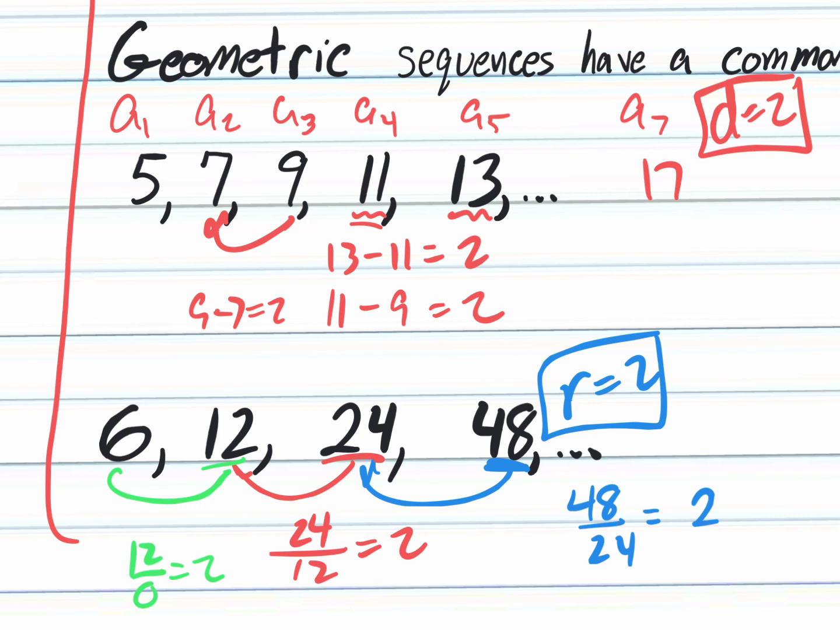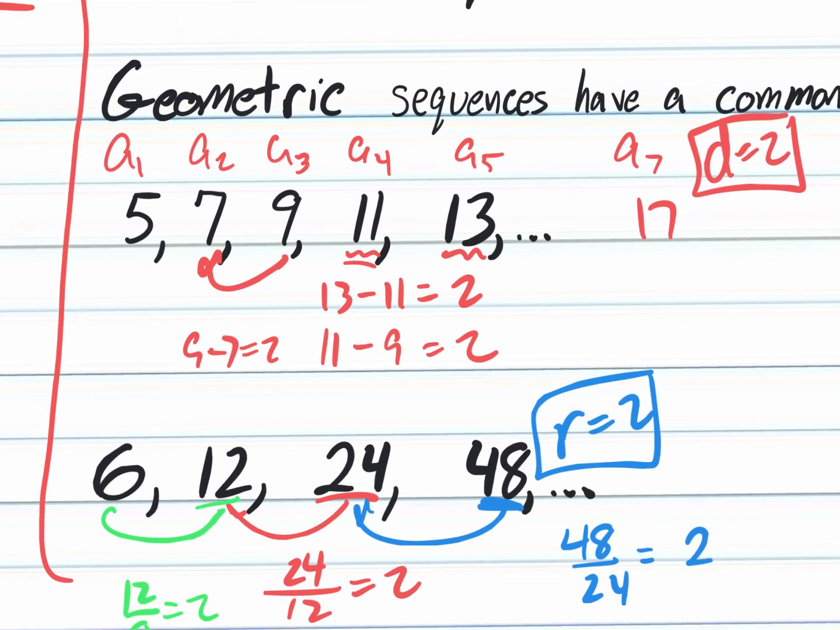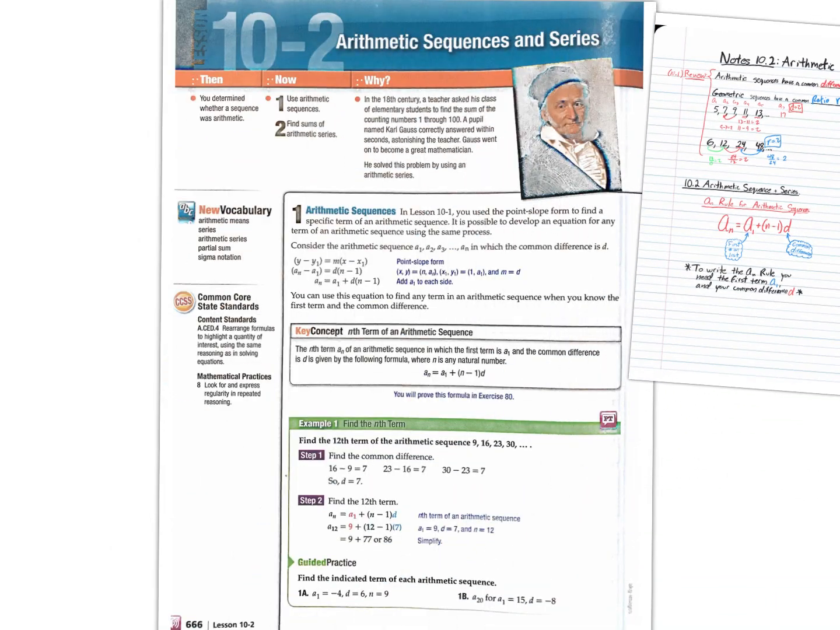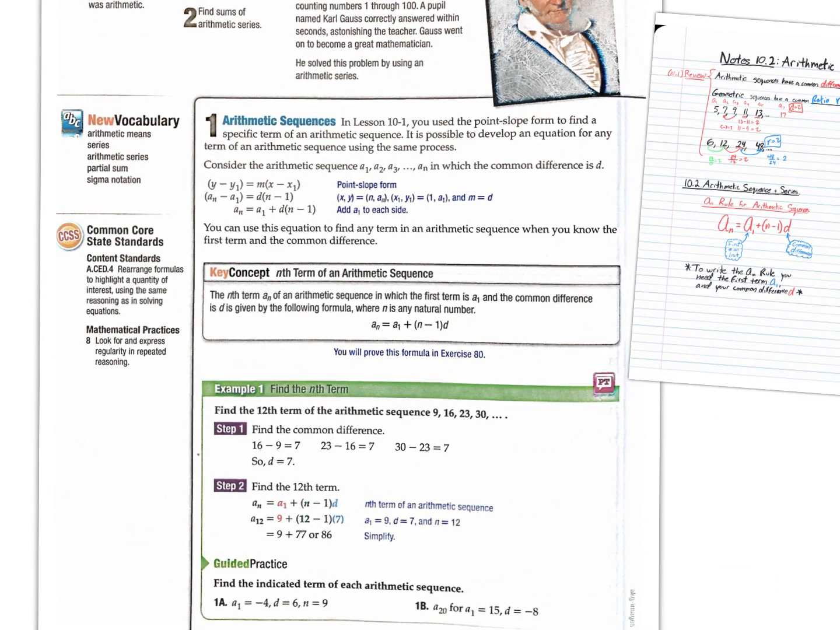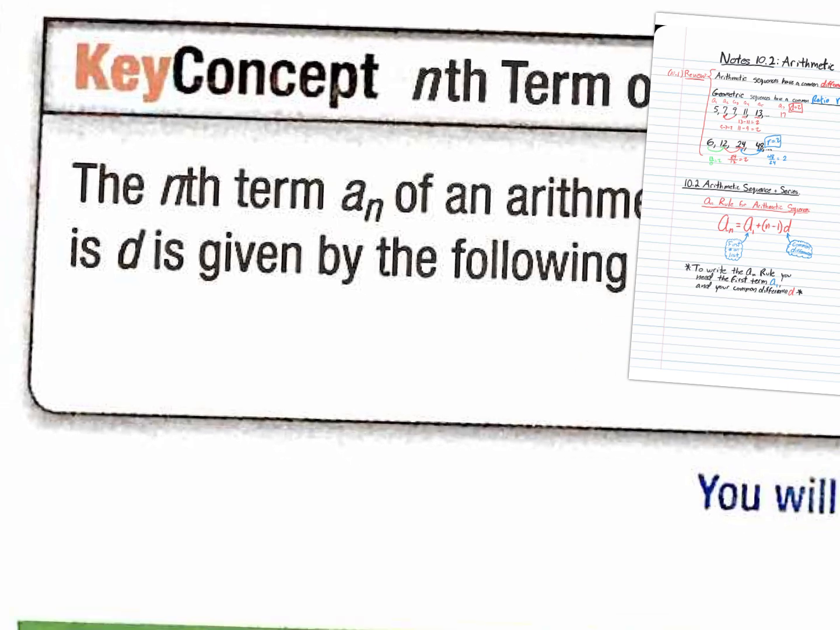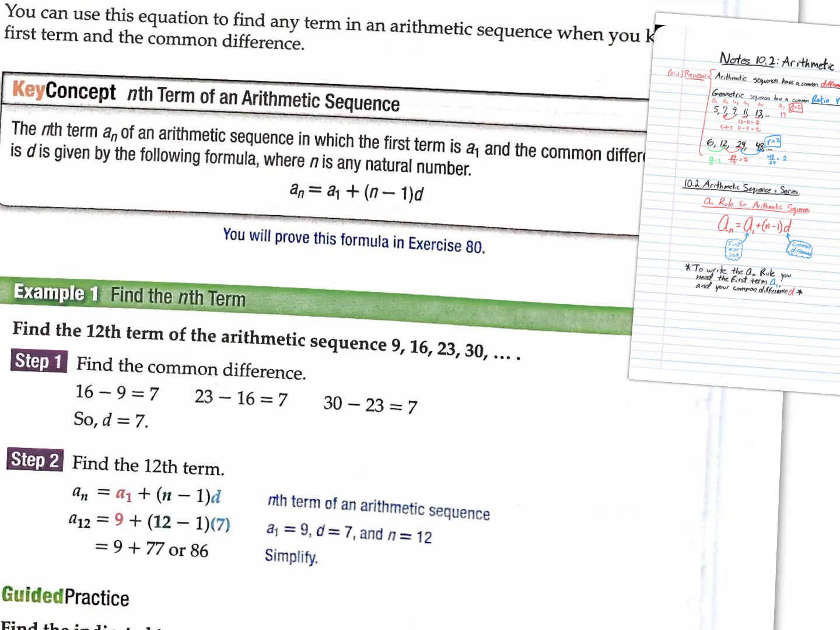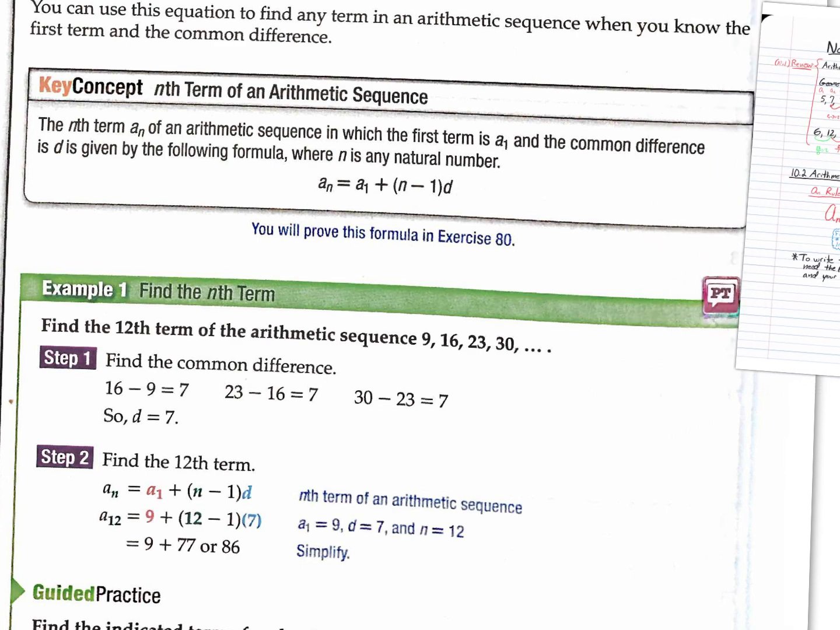Okay. So that was a review of yesterday, and it's critically important to understand that stuff for what we're going to be covering today. So let's go back to the book here. And in the book, we are going to jump right in to the key concept. The most important part of today's lesson is this a sub n rule, okay?